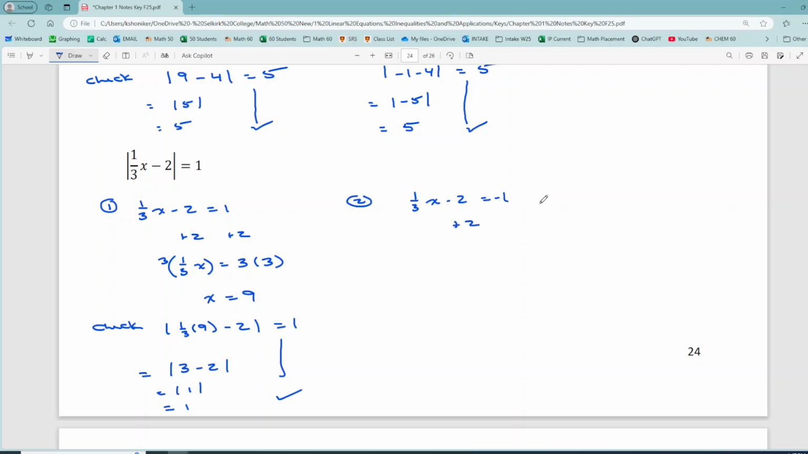On this one, I'm going to add 2 to both sides. Oh, I didn't make it equal to negative 1. I'm going to add 2 to both sides. I get 1/3 x is equal to positive 1. I'm going to multiply both sides by 3. I end up with x is equal to 3.